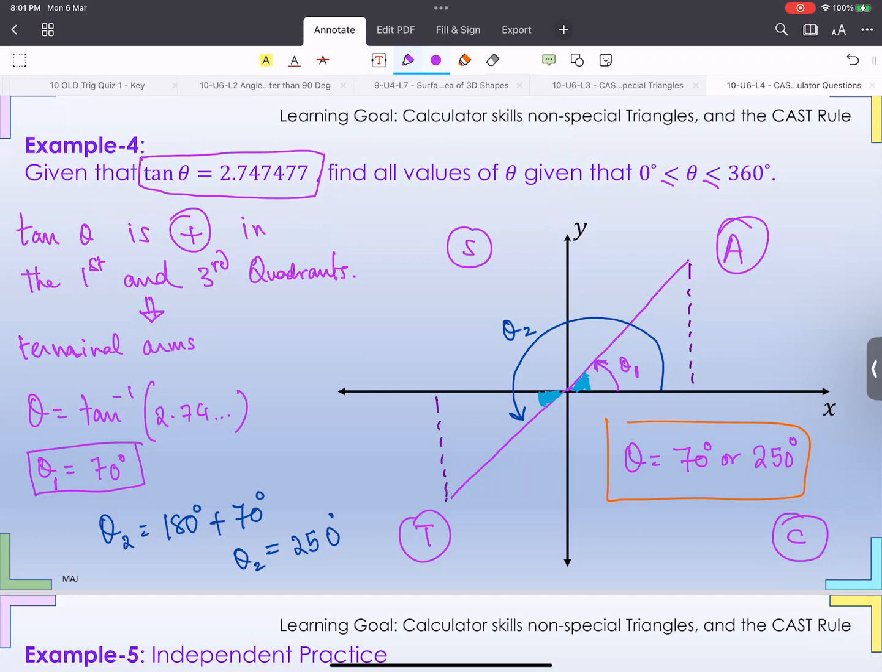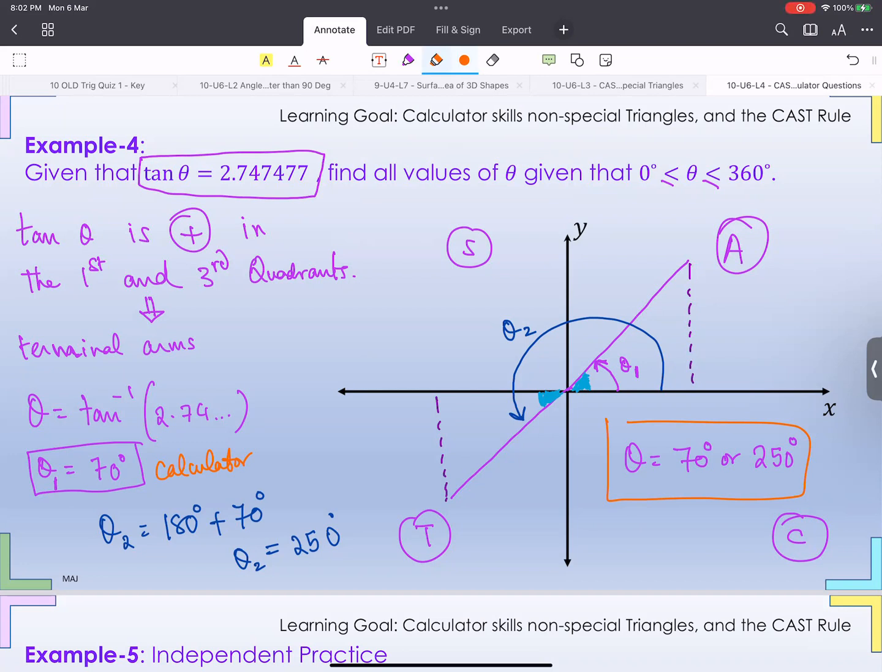So we get this using a calculator. After that, we have to analyze to figure out where the next solution is. Even though this is a calculator-based question, it doesn't give you both solutions. You have to figure out where the next solution is. Off to the next example, which is very similar to example 4.